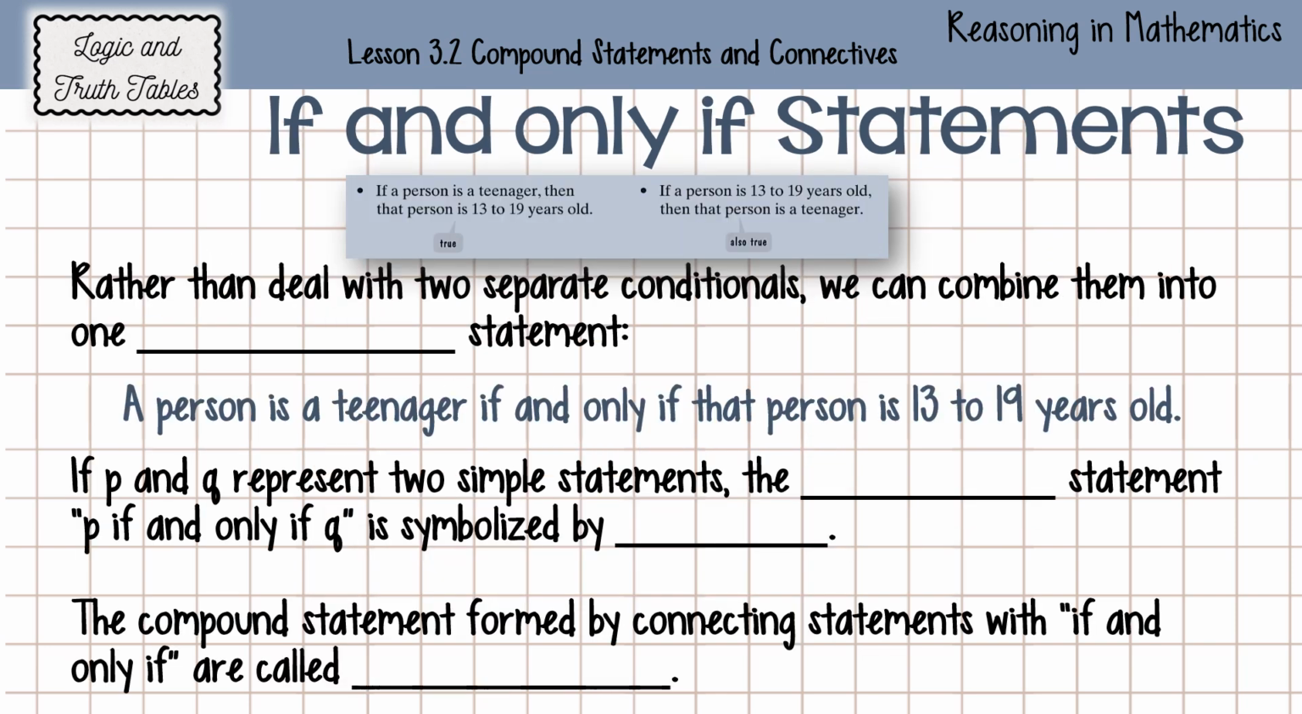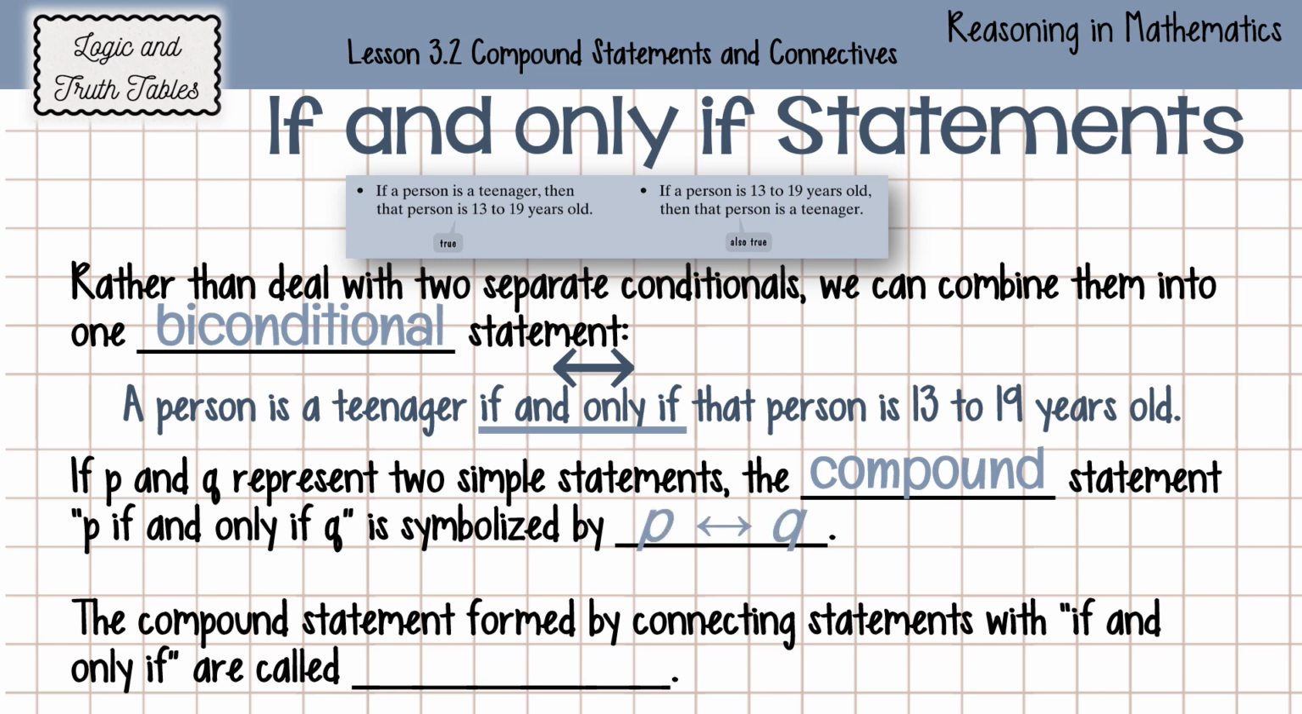Rather than deal with two separate conditionals, we can combine them into one biconditional statement. A person is a teenager if and only if that person is 13 to 19 years old. If P and Q represent two simple statements, the compound statement, P if and only if Q, is symbolized with this, which has the two-way arrow because it goes in both directions, if and only if. So that's P if and only if Q. Compound statements formed by connecting statements with if and only if are called biconditional statements.